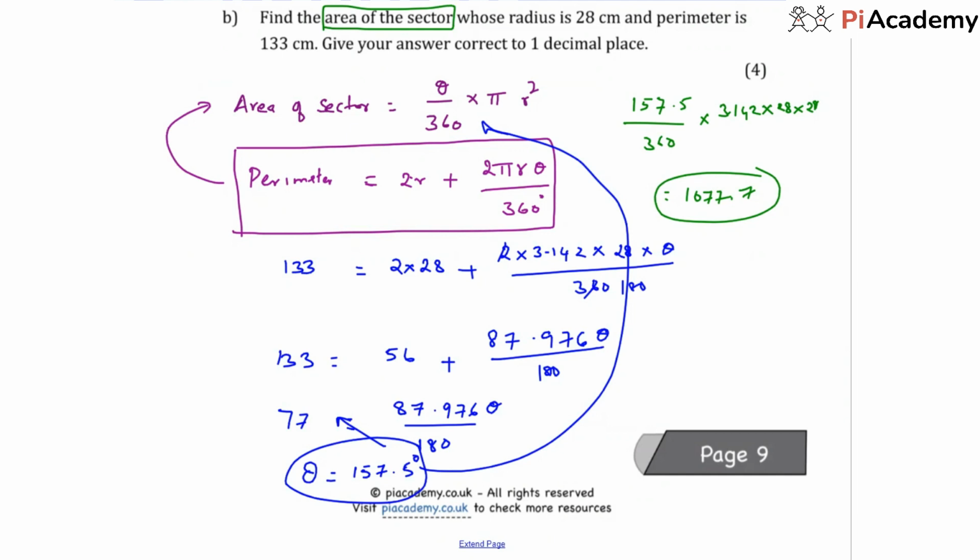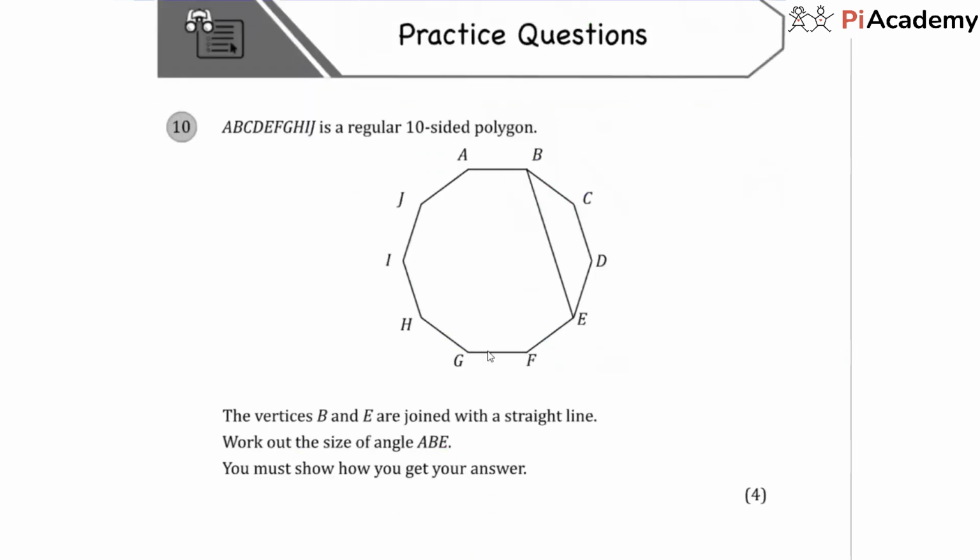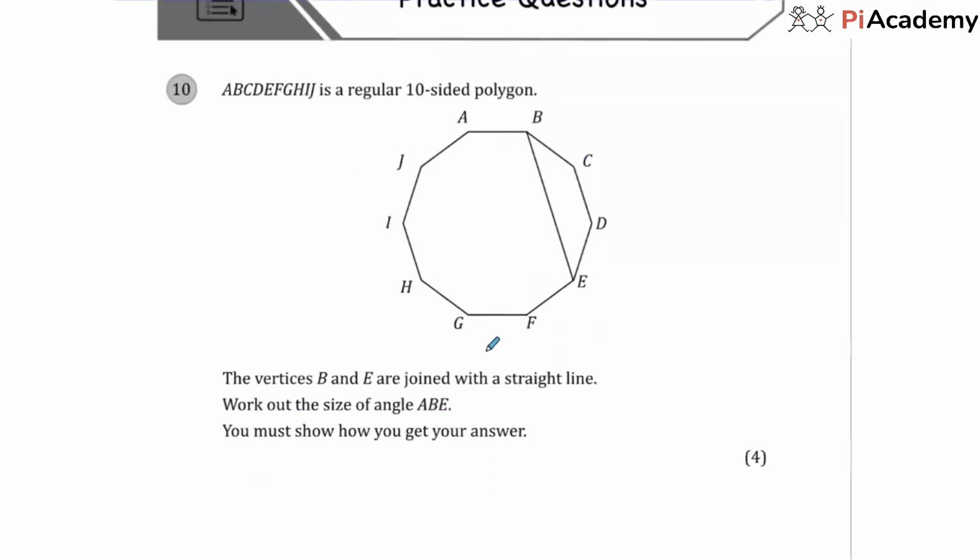Let's go to the next question, guys. ABCDEF is a regular 10-sided polygon. The vertices B and E are joined with a straight line.